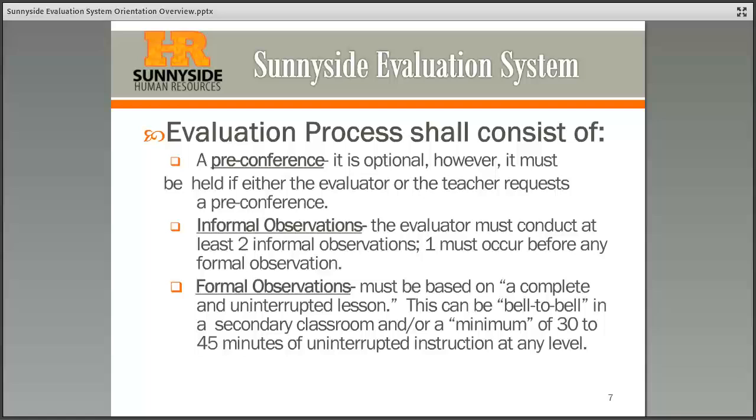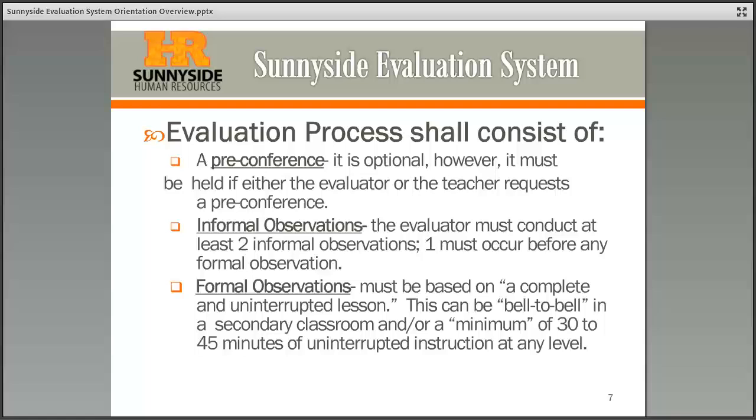The evaluation process consists of the following. A pre-conference. It is optional, however, it must be held if either the evaluator or the teacher requests that a pre-conference be held. Informal observations. Principals have been encouraged to complete informal walkthroughs as often as possible, at least bi-weekly for larger sites and weekly for smaller sites. They are to gather evidence using the rubric that can be added to the final summative report for every teacher.